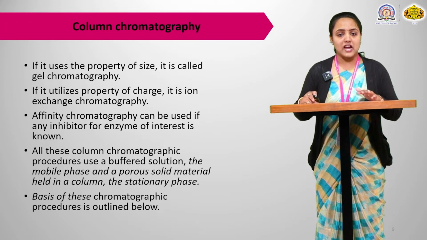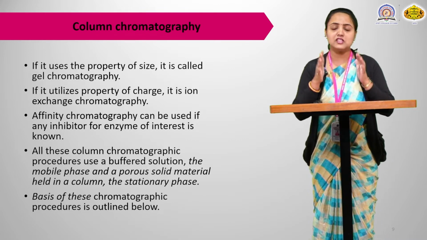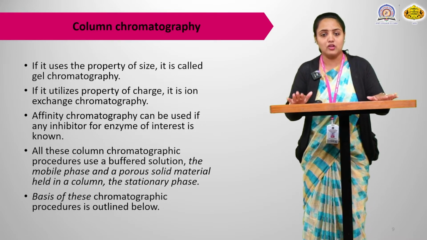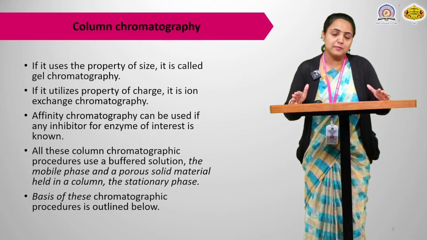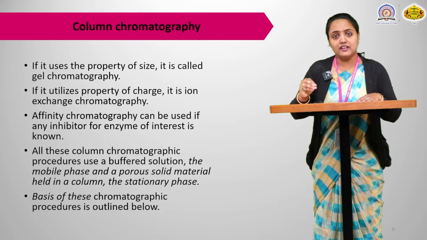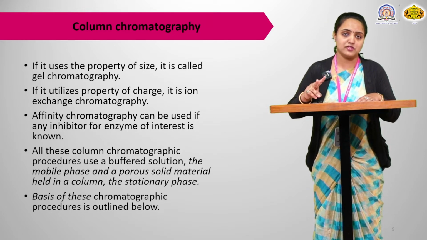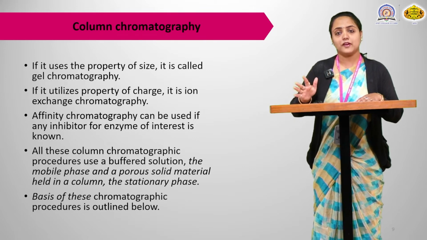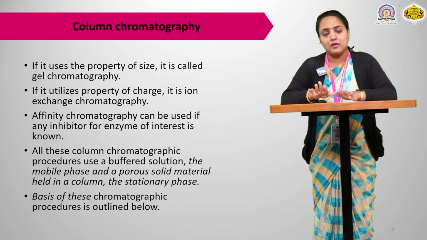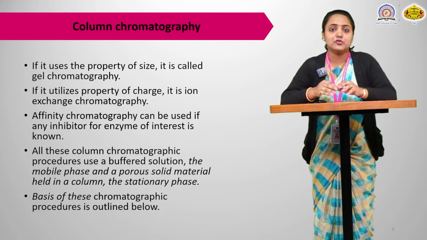Before starting, we are going to see column chromatography. Gel filtration is basically a type of column chromatography. Affinity chromatography is also a type of column chromatography, where a column is prepared. In that column, in affinity we use a ligand in the stationary phase or the mobile phase. Here also there are two types of phases. In each and every chromatography, there are two types of phases, the stationary phase and the mobile phase. In the stationary phase we use various gels, and in the mobile phase we use the beads.